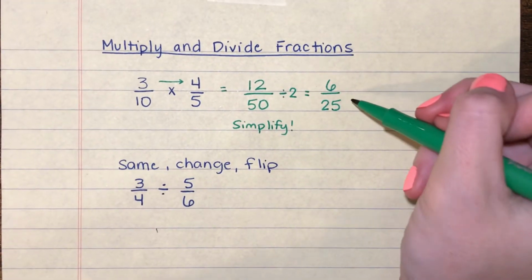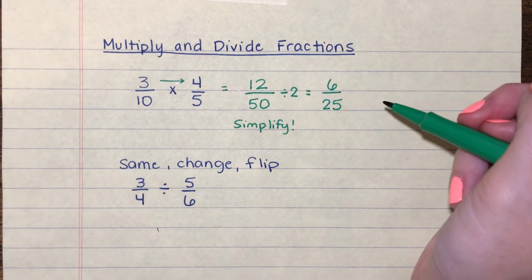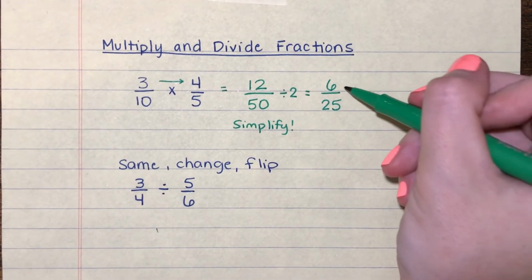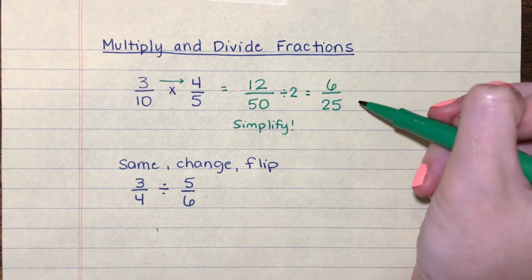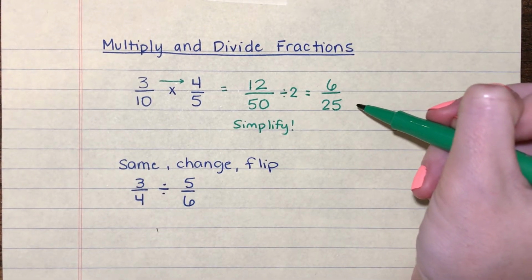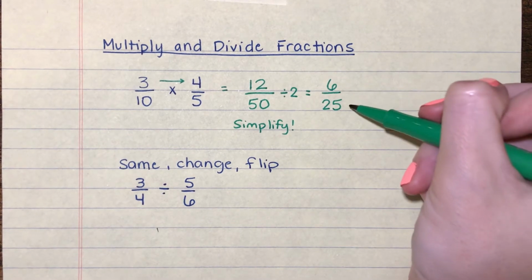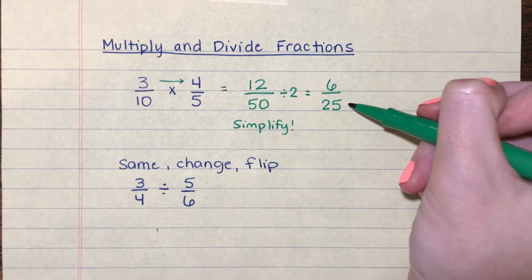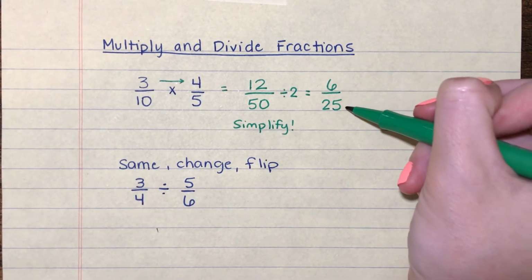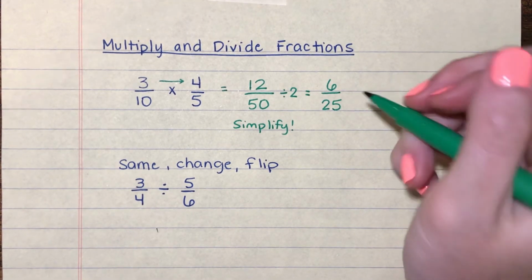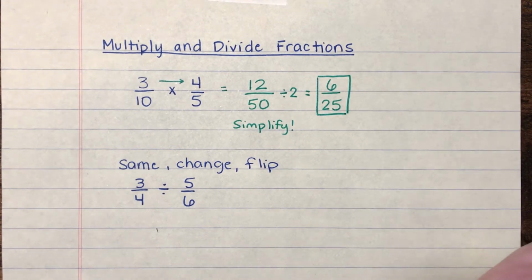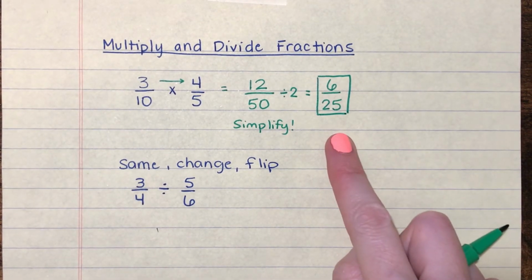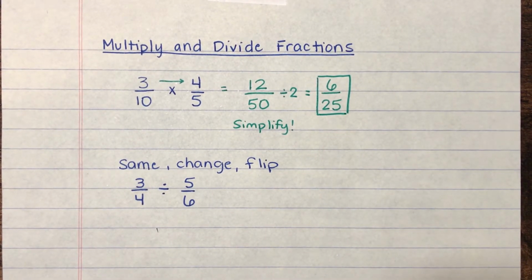Now I still want to look at these and make sure I can't make it any smaller, thinking about what times what makes each of these. I notice they're both not even, so I can't divide them both by 2. 3 wouldn't work for both of them. 4 doesn't work. 5 works for 25, but not 6. So that tells me, after I've run through those different options, that 6 over 25 is my final answer.